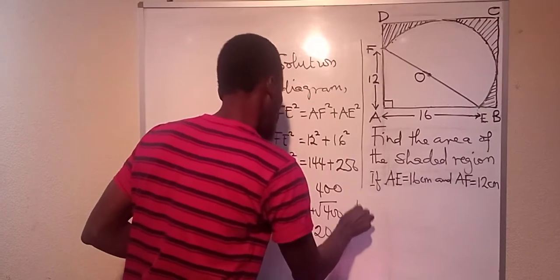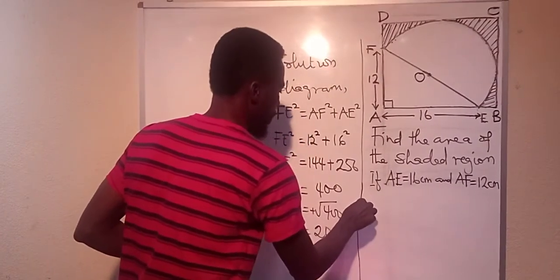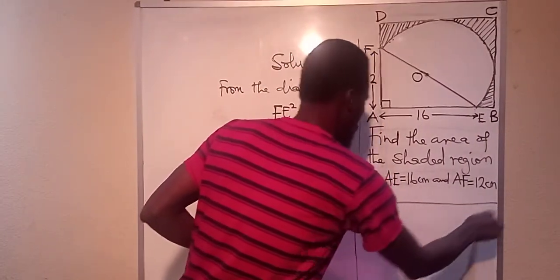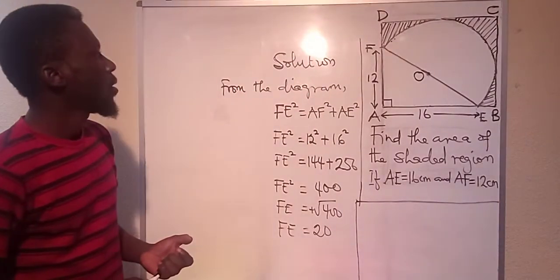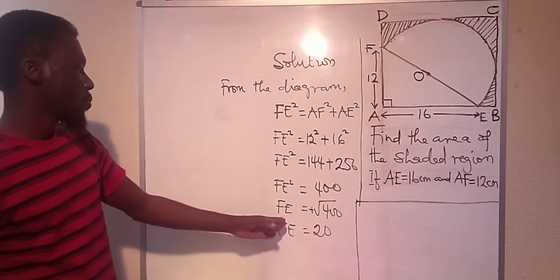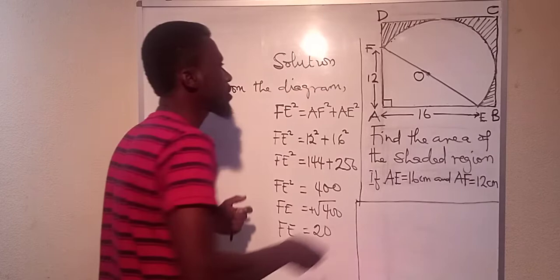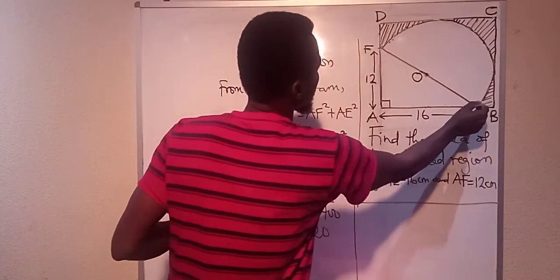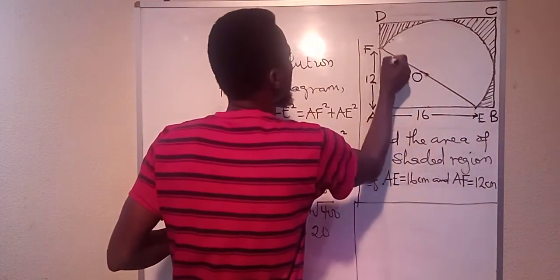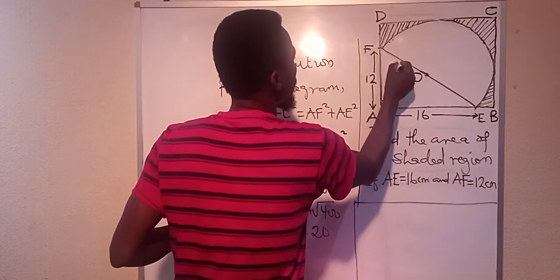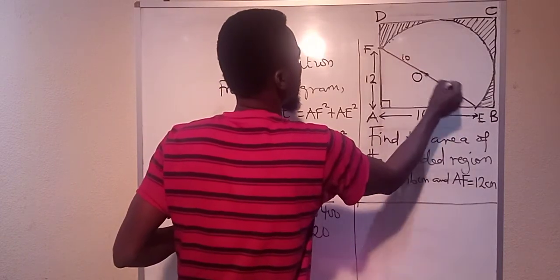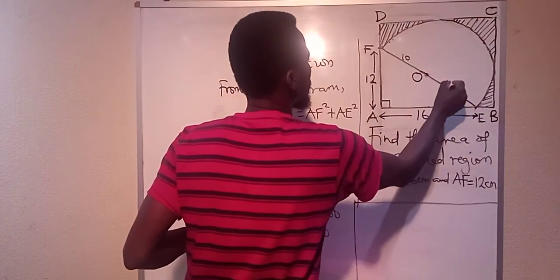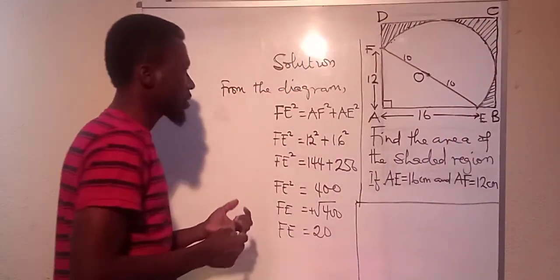All right. So let's rule this line over here because we are going to make use of this space later. So now we have FE equal to 20. If FE is equal to 20, then it means that FO is equal to 10, and OE is also equal to 10. That is what it means.